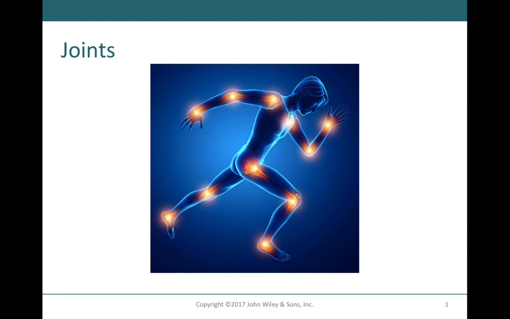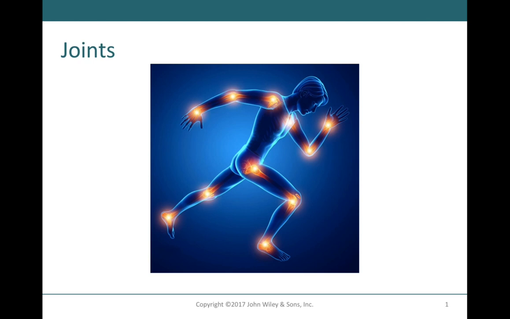Every joint in our body can be classified both structurally and functionally. A joint's structural classification indicates what type of connective tissue can be found at that joint, while a joint's functional classification defines the degree of movement that a joint will allow. And that is going to be the focus of this lecture video. So this is going to be part 1 of joints.